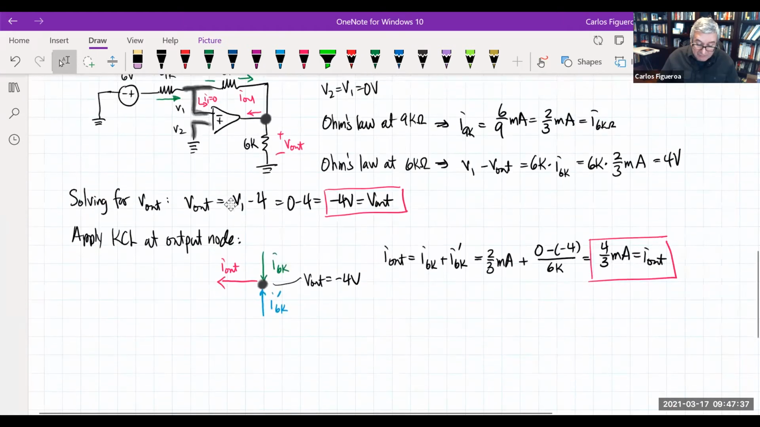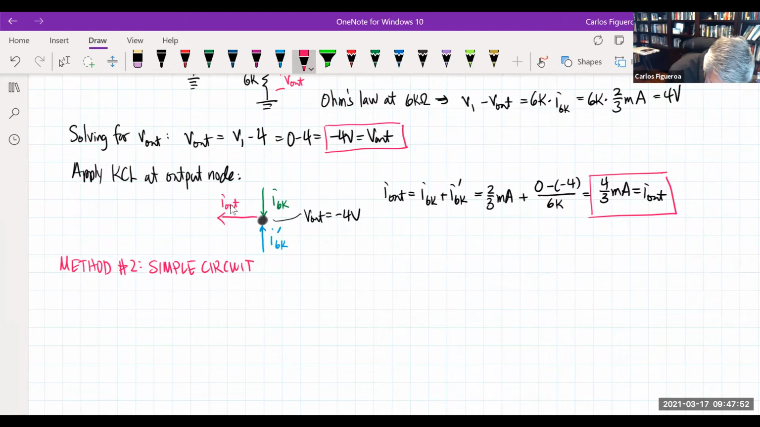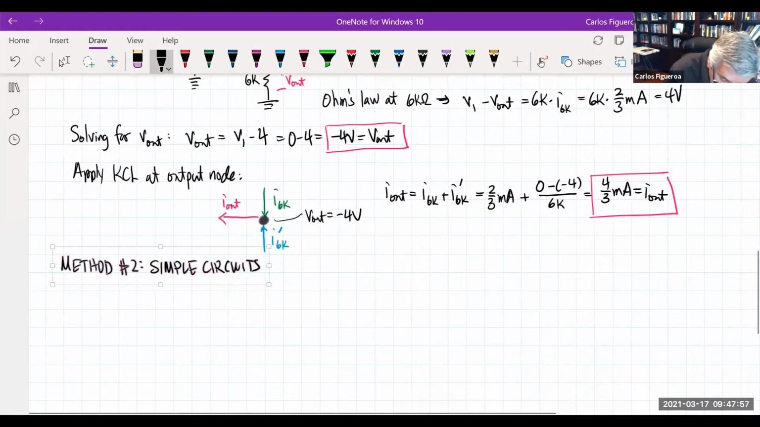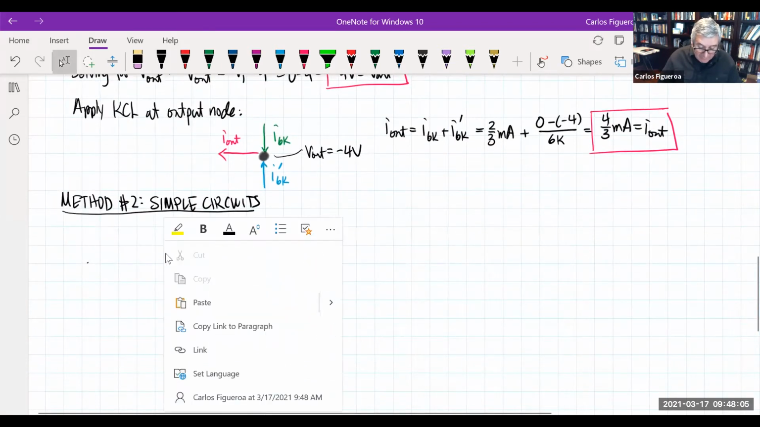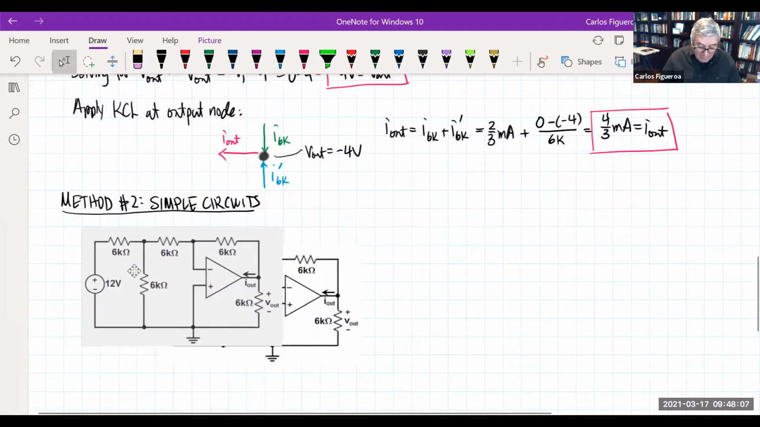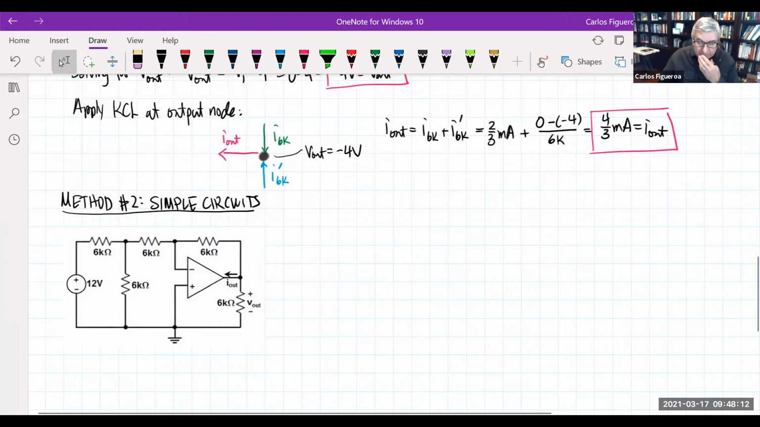I want to go do simple circuits here. So this is method 2. This will tell me whether what I did was right. I'm going to stick my circuit back into here, and I'm not going to do anything but simple circuits. I'm just going to follow what the current is doing here.